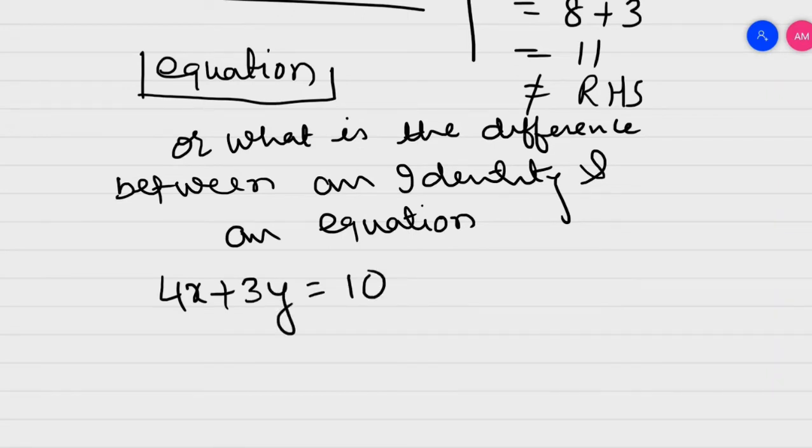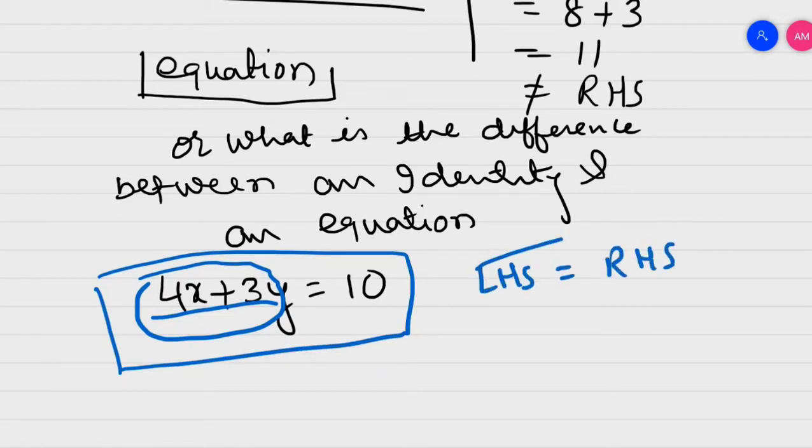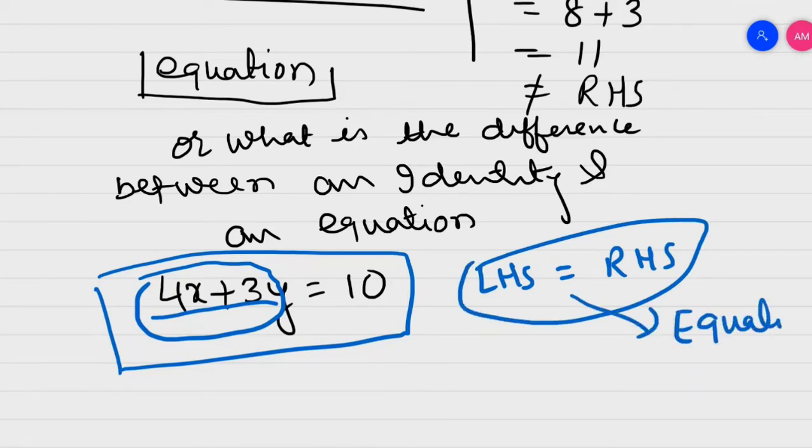Children, do not get confused between algebraic expression and equation. This part is your algebraic expression, and this complete with LHS and RHS, when you are writing some LHS equal to RHS, the whole is your equation. It is also known as statement of equality.